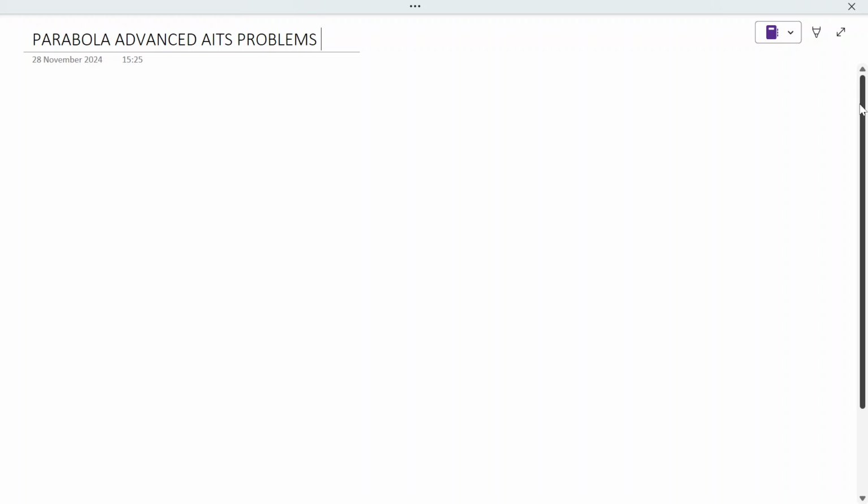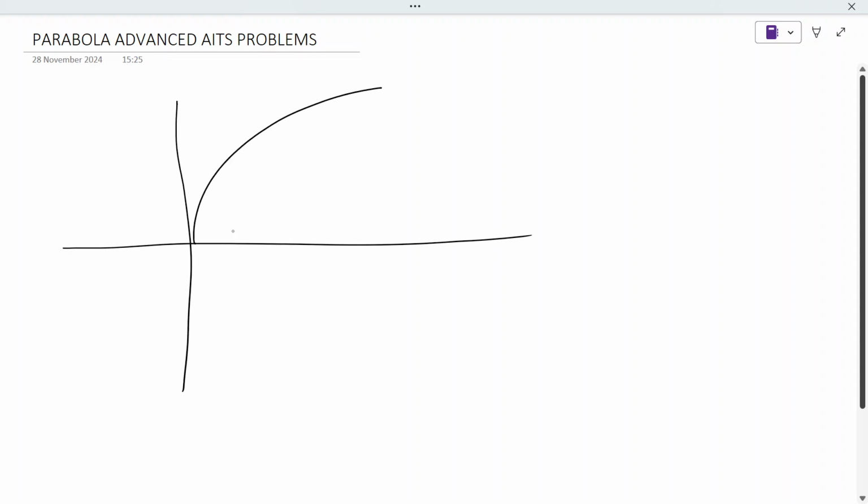Today in front of you there is a problem from the parabola section, and the problem statement is given. The problem statement is that there is a parabola y square equals 8x.